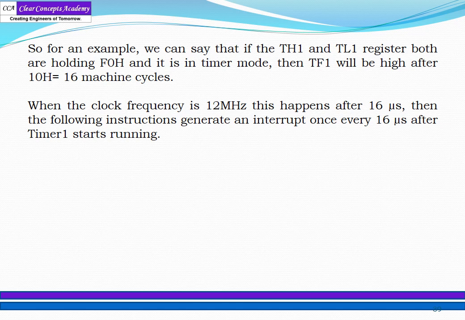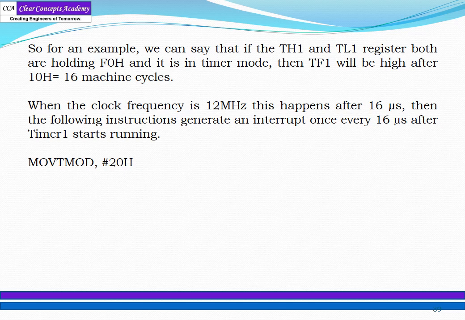Then the following instructions generate an interrupt once every 16 microseconds after timer 1 starts running. If you are storing the F0 value in TH1 and TL1 of timer 1, and the clock frequency is 12 megahertz, the timer will start running and generate an interrupt after every 16 microseconds. Now how will it be done?